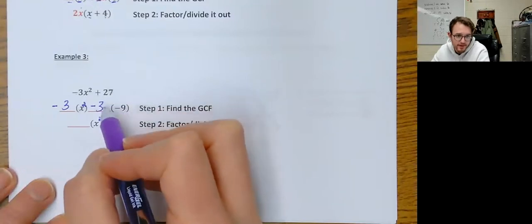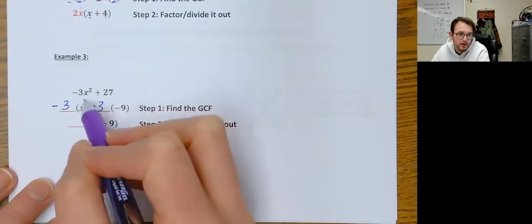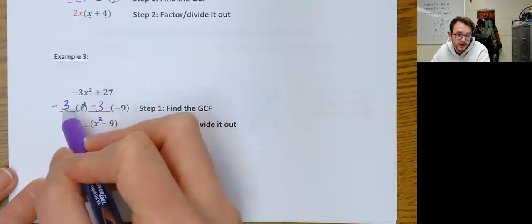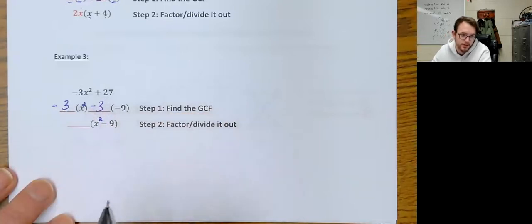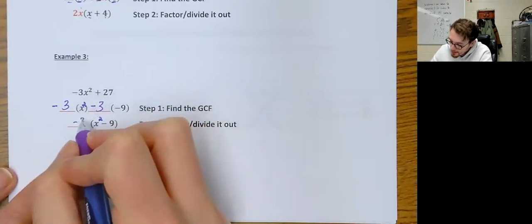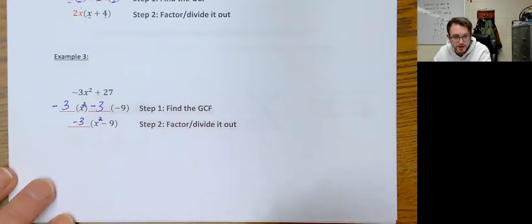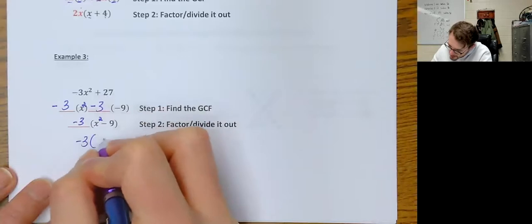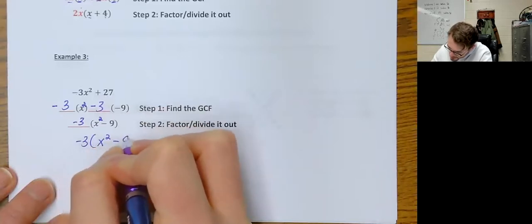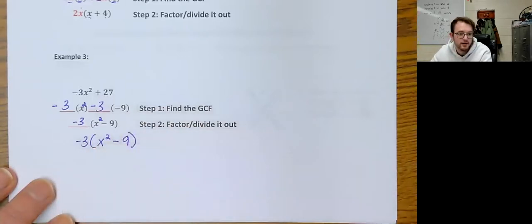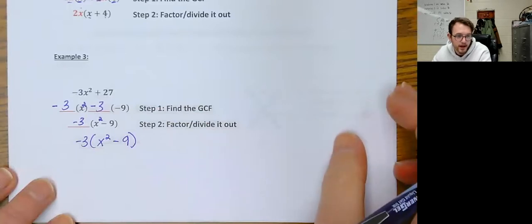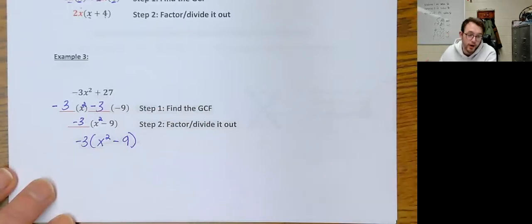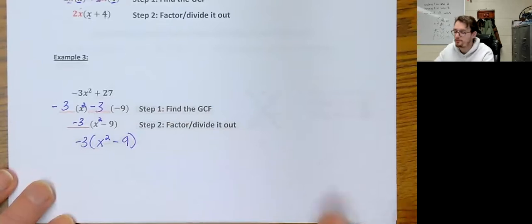What's 27 divided by negative 3? Negative 9. What's negative 3x squared divided by negative 3? Just x squared. So if I was to write that a little bit more pretty, I would have negative 3 times x squared minus 9. All right, you factored out a negative 3. Negative 3 was the greatest common factor that you could factor out.